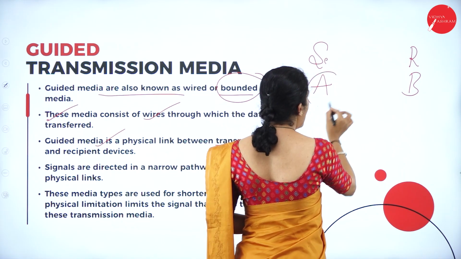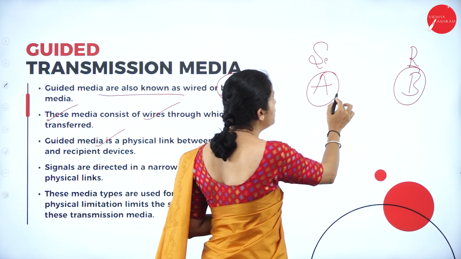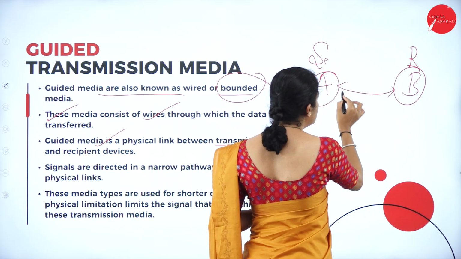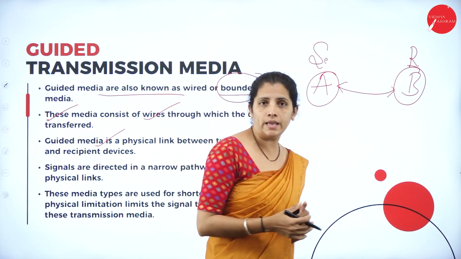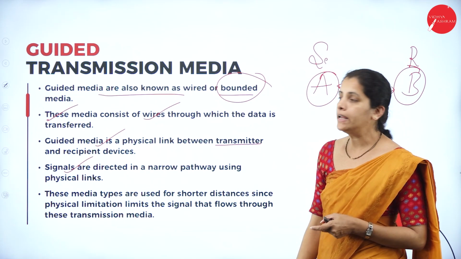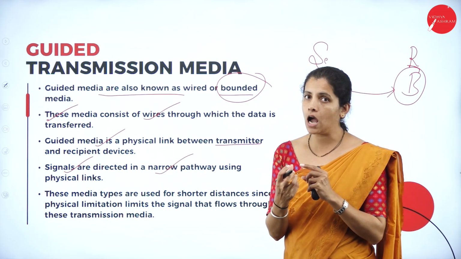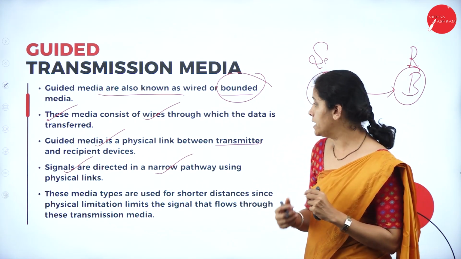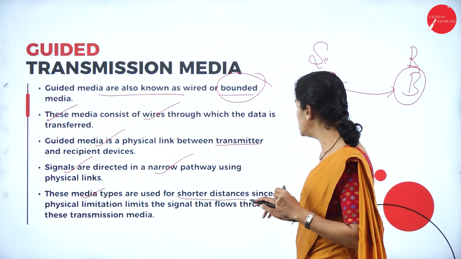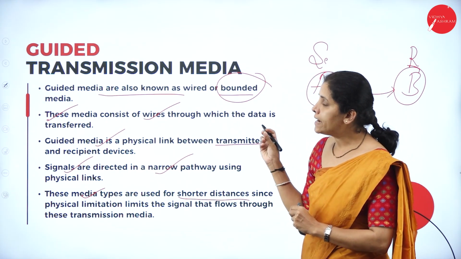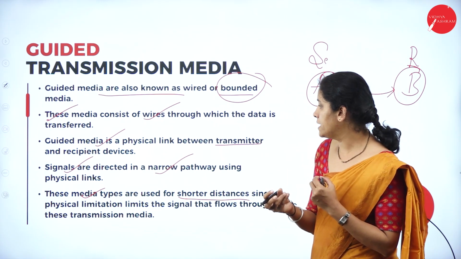Now, if A and B want to communicate with each other, then there must be a physical line. So here the physical line is nothing but the wired connection between A and B. Signals are directed in a narrow pathway. So here signals are transmitted narrowly. And these media types are used for shorter distances. By using guided media, I am able to cover only very short distances.